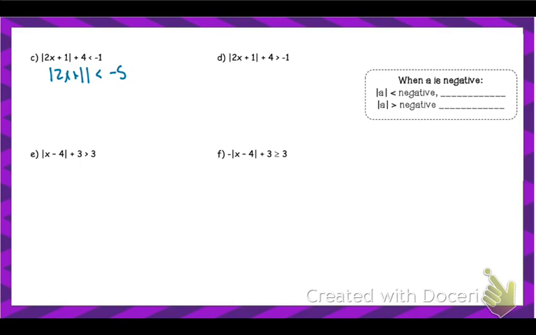Well, let's think about this for a second. Absolute value, we know, has to be a positive number. Positive numbers are not going to be smaller than negative numbers. So if you can recognize this, once you get the absolute value by itself, if you recognize that you've got a negative number on the other side, you've got a lot less work to do. At this point, you can realize, hey, this is never going to happen. There's no solution.